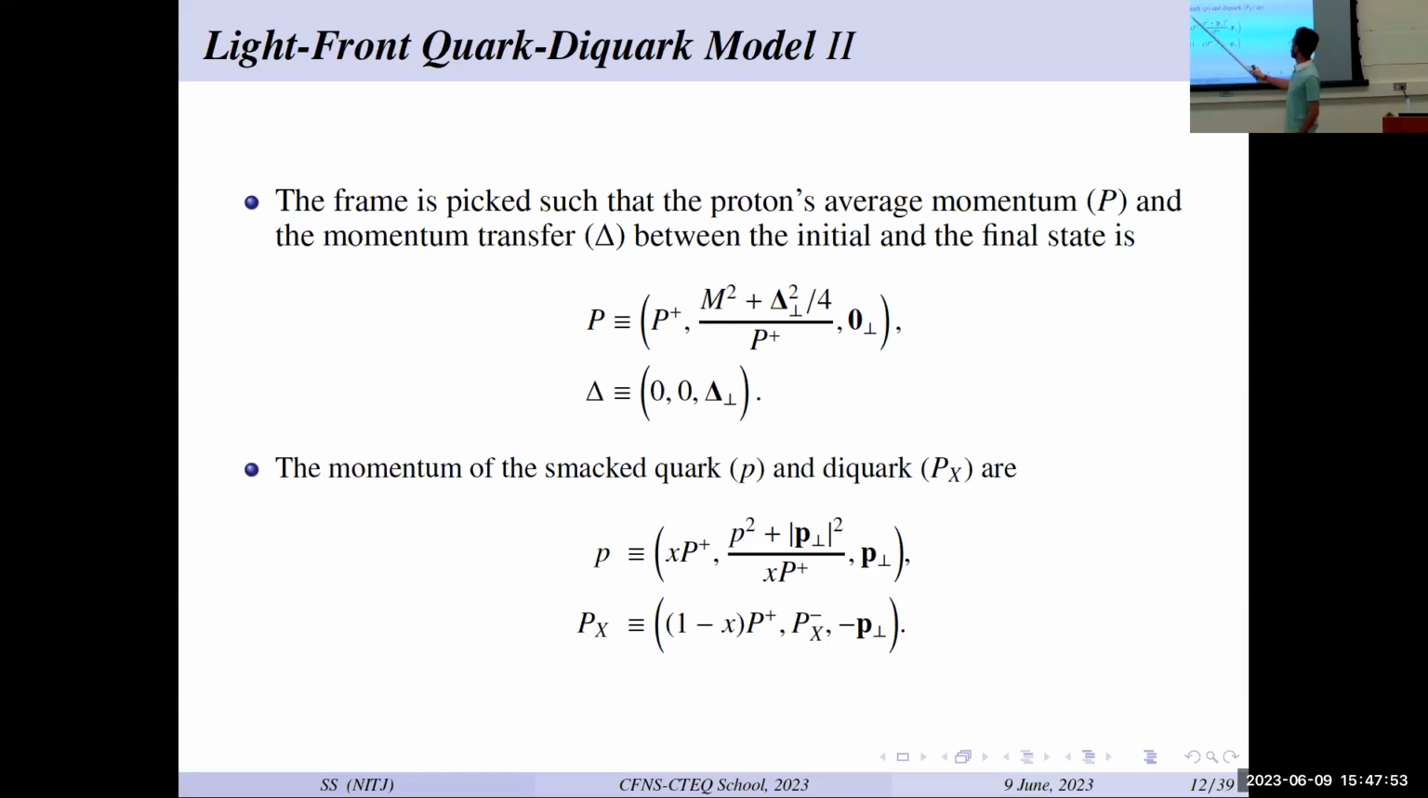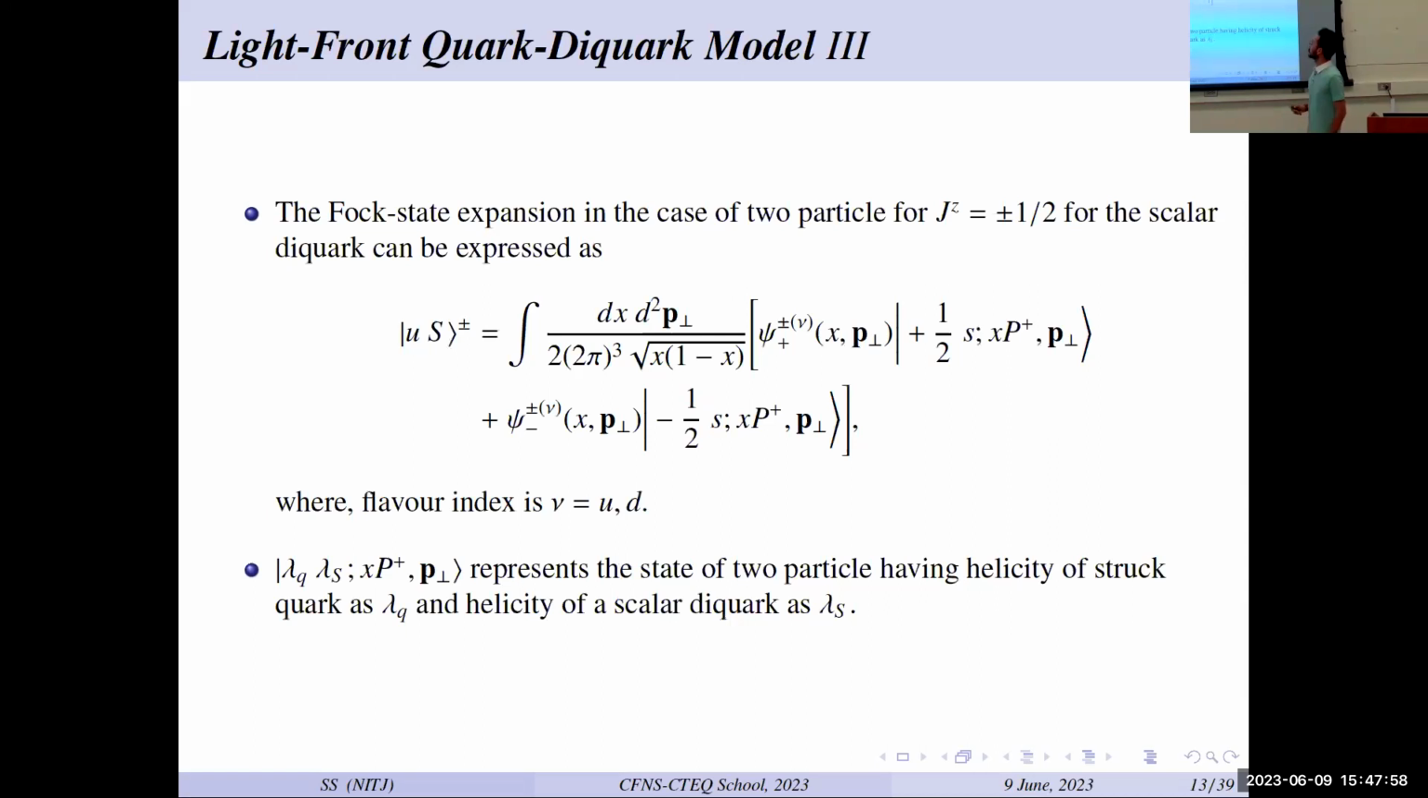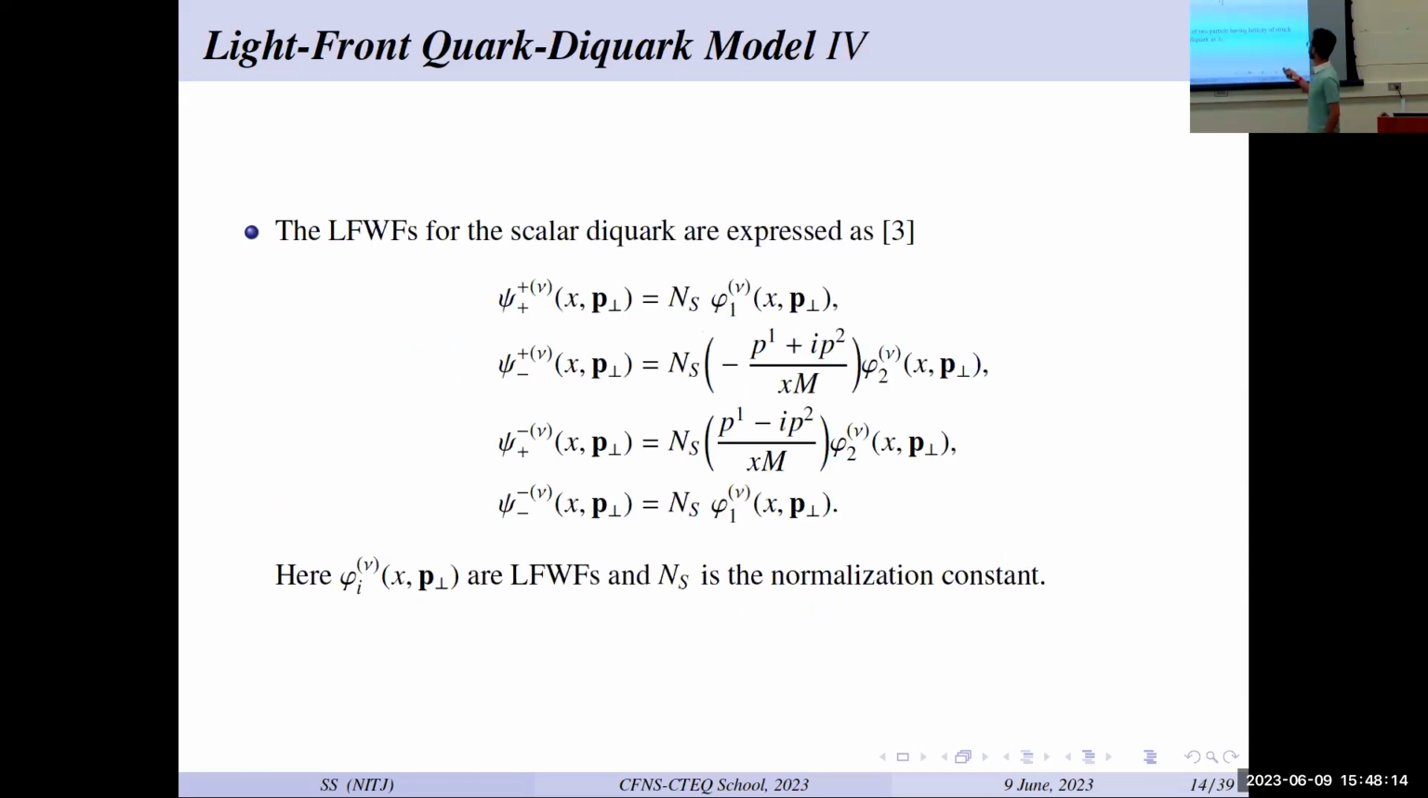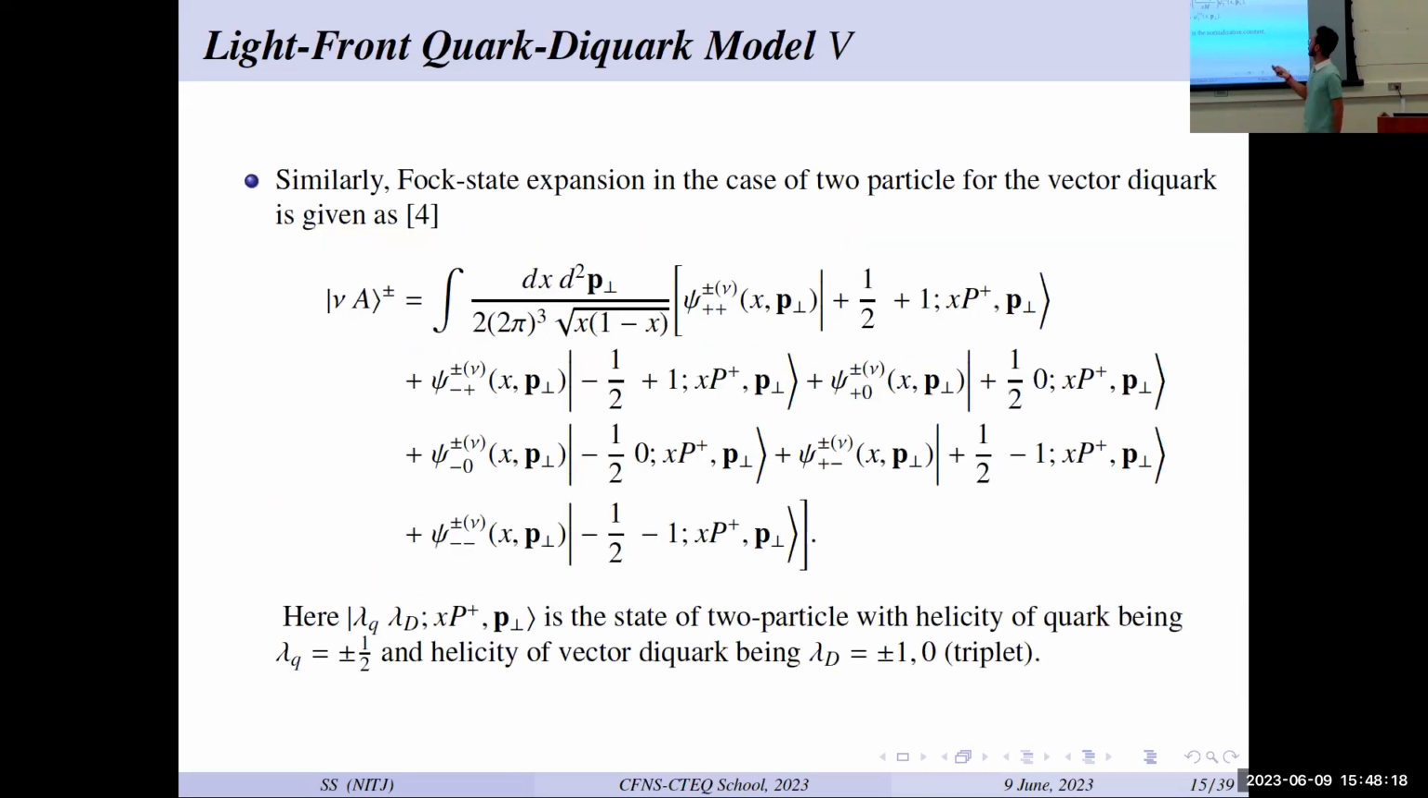So the momentum of the quark and the diquark is given by this. This is the Fock state expansion for the case of scalar diquark, and this is the helicity of the quark, this is the helicity of the diquark. This is the longitudinal momentum carried by the quark, and this is the transverse momentum carried by the quark. That's how we write it. I will discuss these later. And these are the light front wave functions for the scalar diquark.